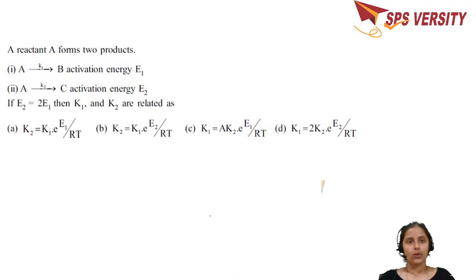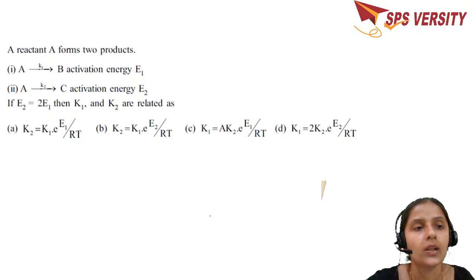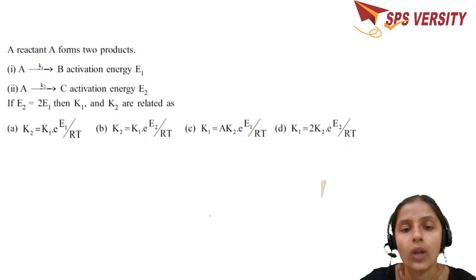A reactant A forms two products. A gives B, the activation energy and the rate constants are given. A gives rise to C, activation energy and the rate constants are given. If E2 is equal to 2 E1, then K1, K2 are related to. So how do we do that?